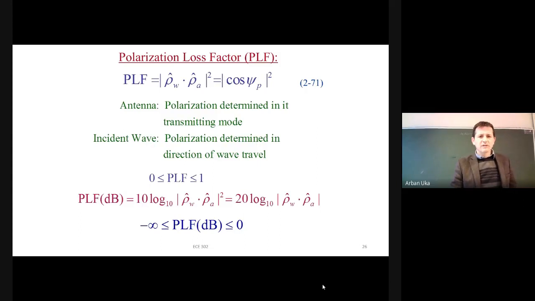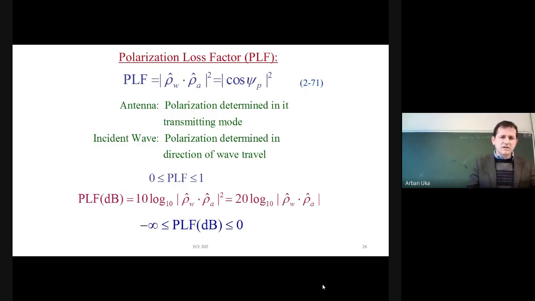The polarization loss factor is in fact equal to the square of the scalar product of two unit vectors. Okay, it's not that difficult. The polarization of the incoming wave from some generated signal has a unit vector defining this direction, and there is also the polarization of the receiving antenna, which might be at a different angle. The dot product between these two unit vectors produces a cosine value, which is the cosine of the angle between these two vectors.